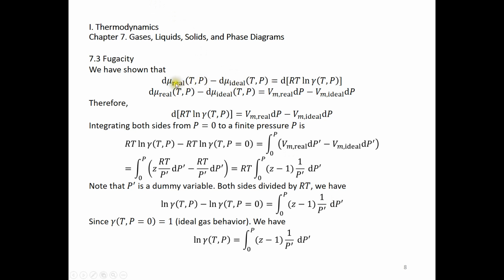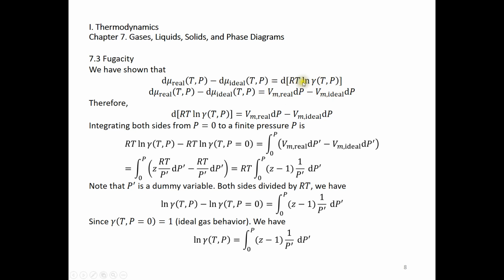So we're going to copy this equation here and here from the previous slide. We had d mu real minus d mu ideal should be the exact differential of RT times the natural logarithm of gamma. Gamma is the fugacity coefficient. Gamma is f over P. Also, we have d mu real minus d mu ideal equals the molar volume of the real gas dp minus the molar volume of the ideal gas dp.